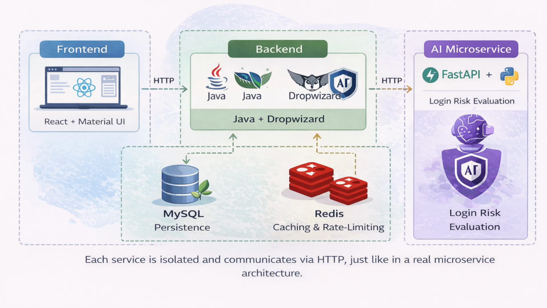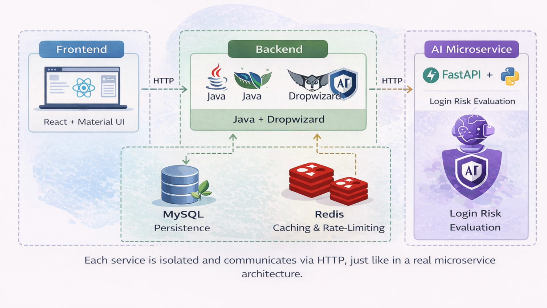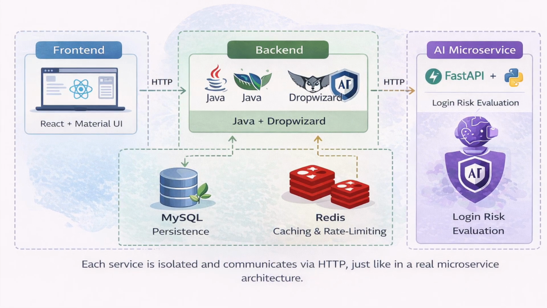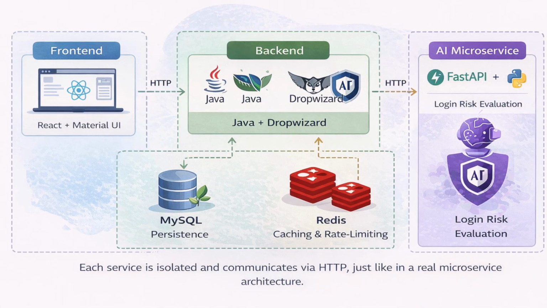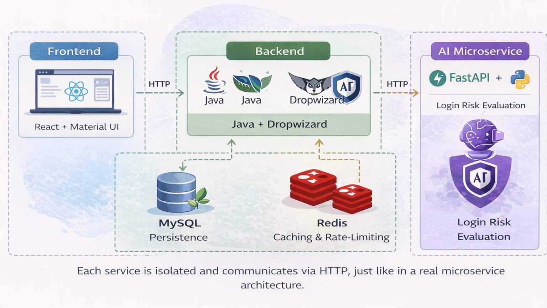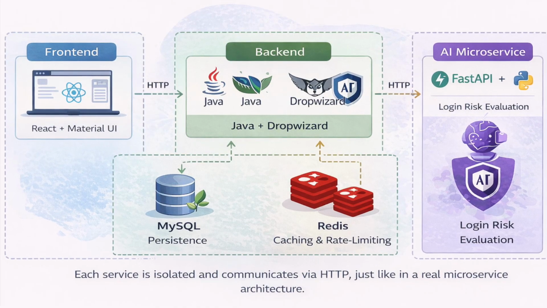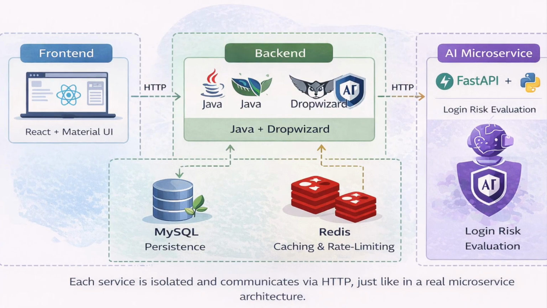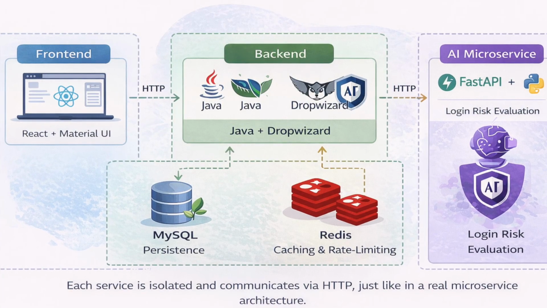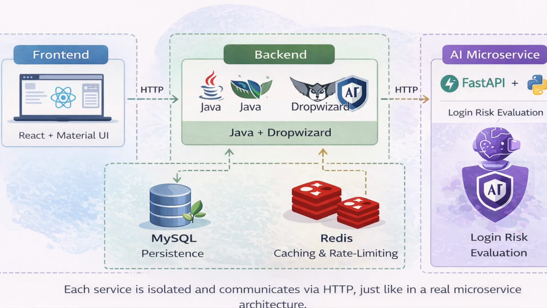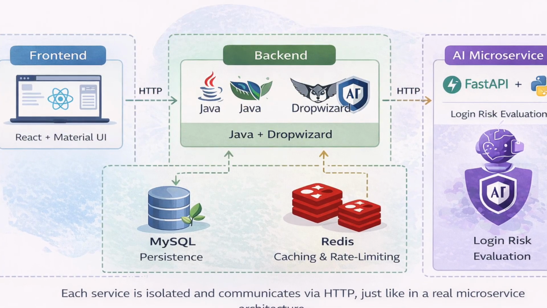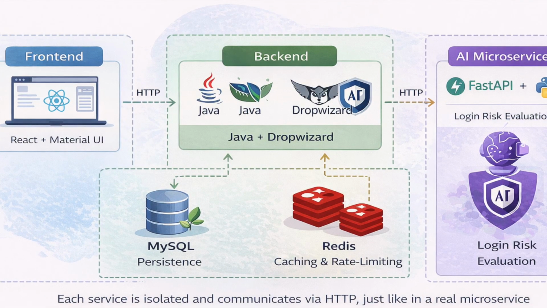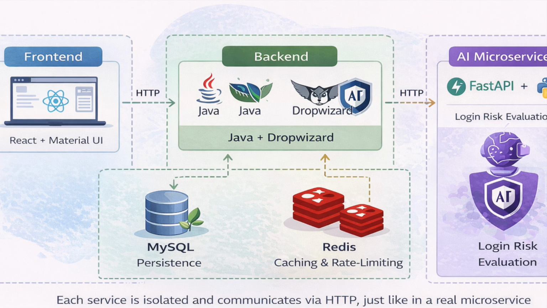Let me quickly explain the architecture. The front end is built using React and Material UI. It communicates with a Java backend built using Dropwizard. The backend uses MySQL for persistence, Redis for caching, and rate limiting. Additionally, there is a separate AI microservice built with FastAPI that evaluates login risk and helps prevent brute force attacks. Each service is isolated and communicates via HTTP, just like in real microservice architecture.